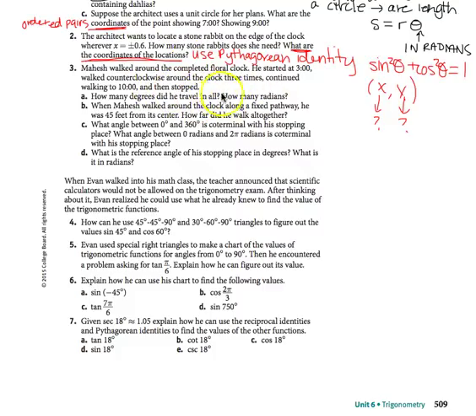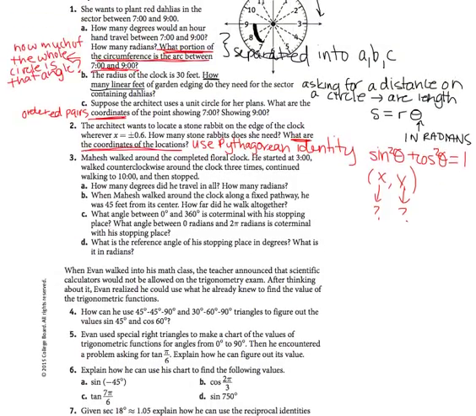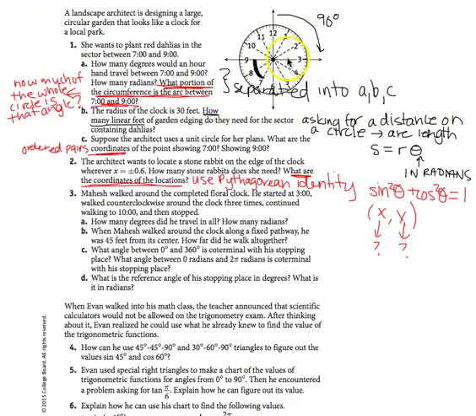All right, number 3, we're talking about Mahesh walking around the completed floral clock. It says he starts at 3, walks counterclockwise around the clock 3 times, then continues walking to 10 o'clock, and then stops. So, again, they're giving you a starting point, which is 3 o'clock. They're saying he's going to go around 3 full times, and then he's going to walk till he gets to 10, and he's going to stop. So that is really giving you the sketch of an angle, this description is. So you should be able to figure out how many degrees that is and how many radians that is.